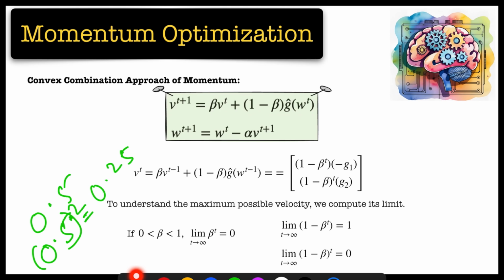So the limit of 1 minus beta power t will be 1 when t tends to infinity. And for 1 minus beta whole thing powered by t: beta is between 0 and 1, so 1 minus beta also will be between 0 and 1. So the limit of this power t is also 0. So for the first term, the maximum value possible is 1, and for 1 minus beta whole thing powered by t, the value tends to 0.